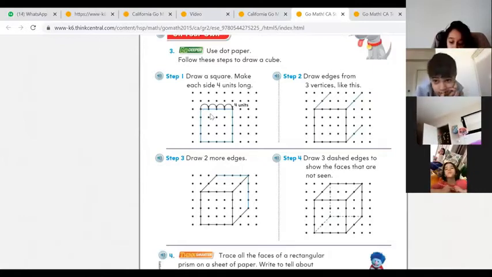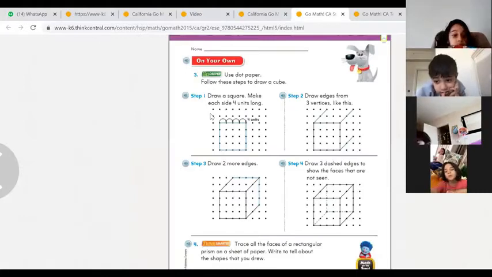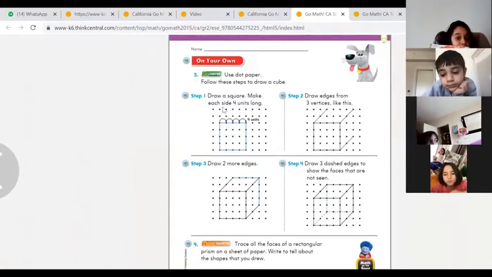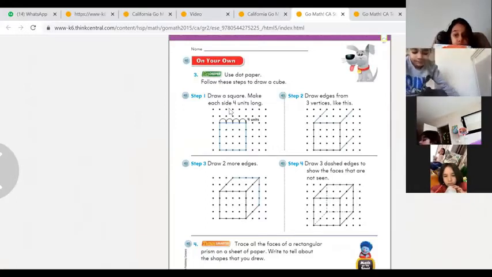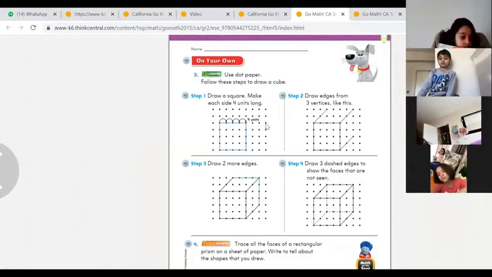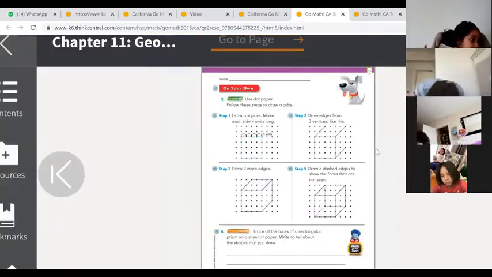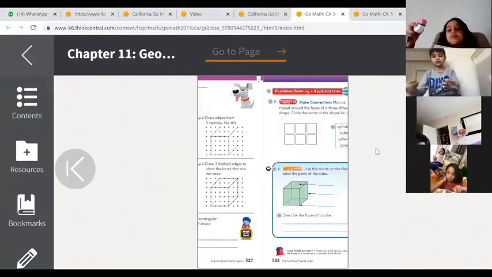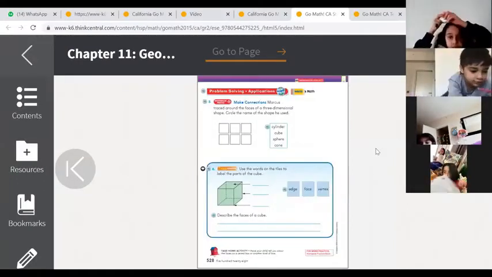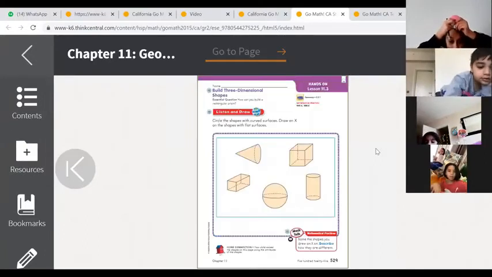Okay, do this as homework. Practice drawing the cube. Remember that every line you're going to draw, every side you're going to draw is going to be 4 units long. So this is homework, and 528 is homework. Mark your homework, please. And let's start the new lesson.